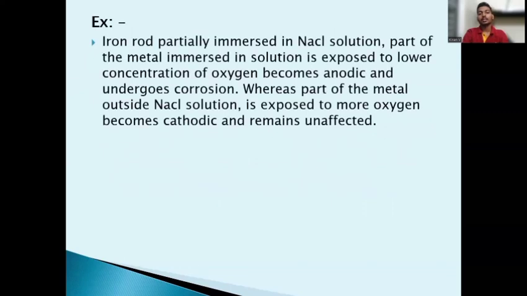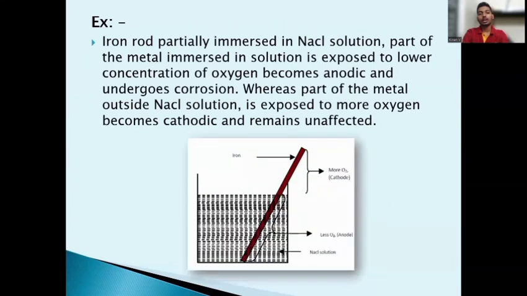Example: when an iron rod is partially immersed in NaCl solution, the part of the material immersed in the solution is exposed to a lower concentration of oxygen, becomes anodic and undergoes corrosion, whereas the part outside the NaCl solution is exposed to more oxygen, becomes cathodic and remains unaffected.